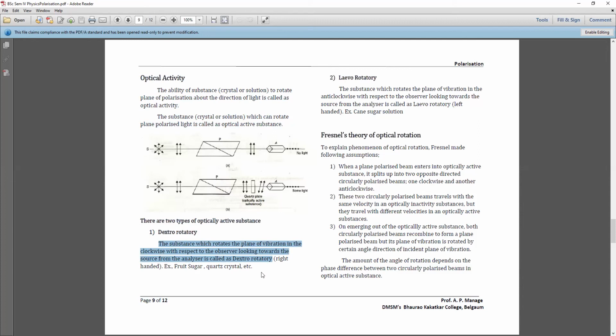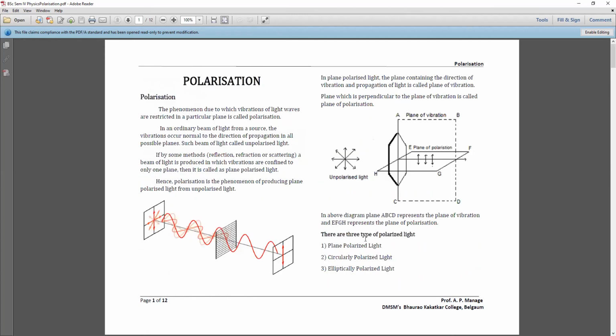This is a crystal that produces the dextro-rotatory. And the levo-rotatory is the substance which rotates the plane of vibration in the anti-clockwise direction with respect to the observer looking towards the source from the analyzer. It is called levo-rotatory. And the canned sugar solution can produce the levo-rotatory, but the fruit sugar produces the dextro-rotatory. So you note these two things, and also you note one more thing.